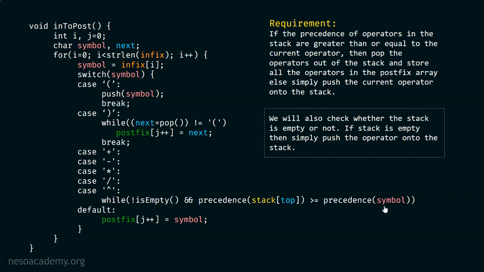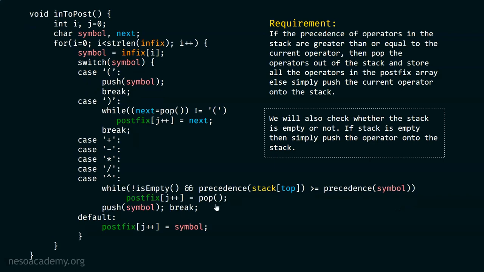So we are checking the precedence of the symbol, and we are checking the precedence of the topmost element of the stack. And we'll continue to do this for all the elements of the stack, that is, all the operators of the stack. If the precedence of the topmost element of the stack is greater than or equal to the precedence of the symbol, then please do the following. Pop the topmost element of the stack, that is the topmost operator of the stack, and put it inside the postfix array. Simple. And later on, we definitely have to push the current symbol onto the stack, right?